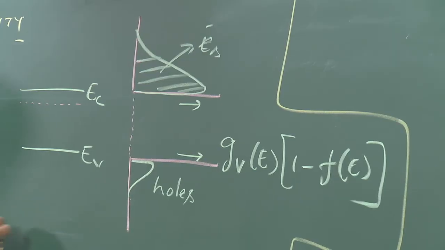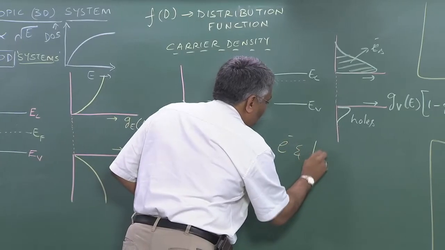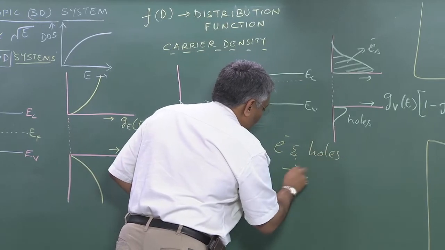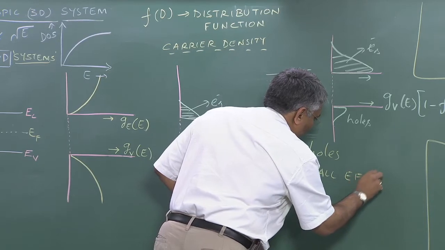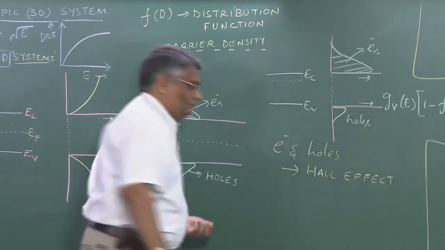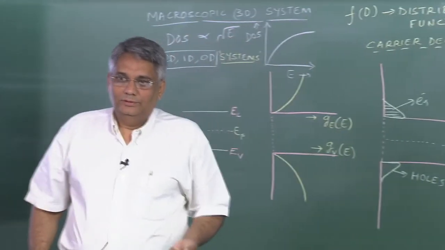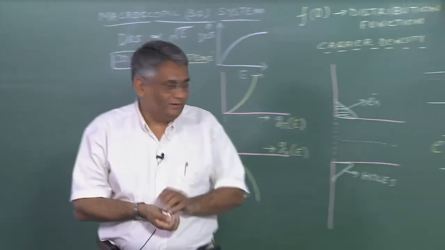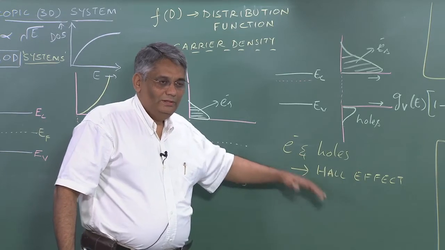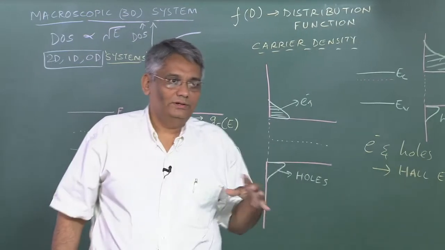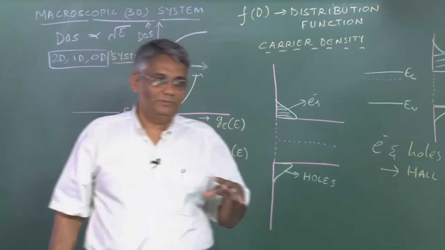Then of course, electrons and holes. You can get to know about the carrier density and the nature of carriers by Hall effect measurement, and the nature of carriers can also be obtained by Seebeck measurements.